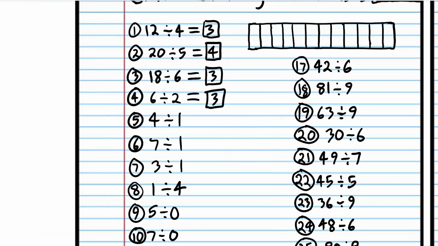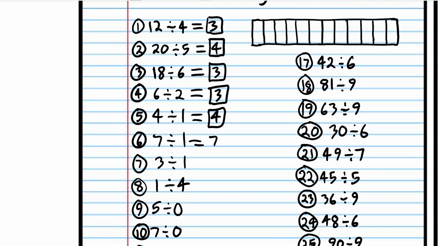All right, number 5, 4 divided by 1. How many times does 1 go into 4? Well, it goes 4 times. Now that's an interesting result. 4 divided by 1 is just equal to the original number, 4. It turns out that's the same for every single number. Whenever you divide by 1, you just get the original number. 7 divided by 1 is 7. 3 divided by 1 is 3. So on and so forth.